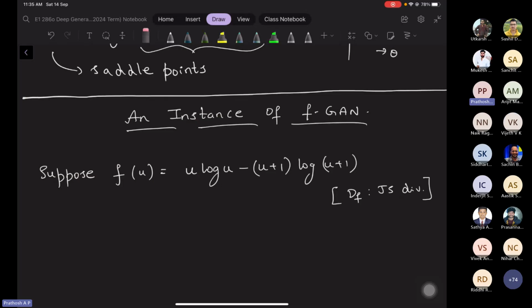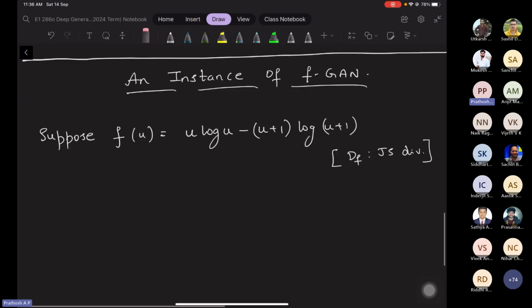Of GAN, which will get us to the basic or vanilla GAN model that generally people use. If your generator function, the f function in the f divergence, happens to be of this particular form, the corresponding divergence measure is called the, sorry, Jensen-Shannon divergence. Now in that case, the loss function will take this particular form.